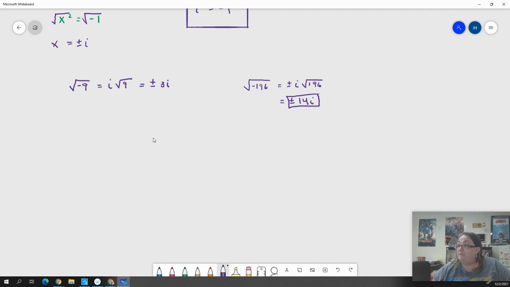If I have the square root of -5 and I pull out that plus or minus I so that I have the square root of 5, I can't reduce that anymore, right? The only thing that goes into 5 is 1 and 5. There's no perfect square I can pull out of that. So this is literally the answer right here, plus or minus I times the square root of 5.